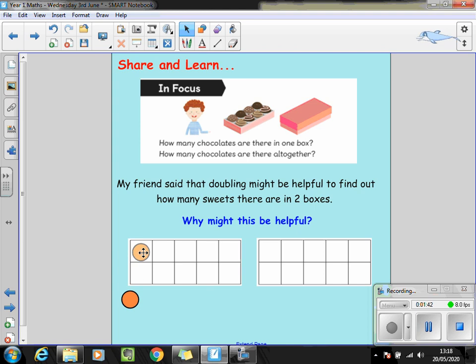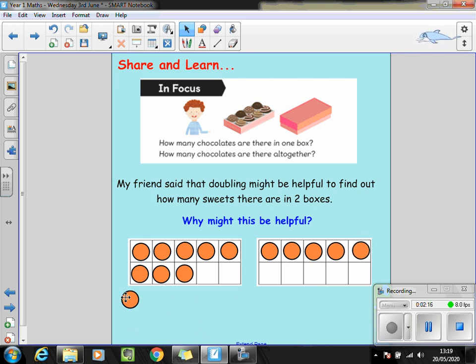So on my tens frame I'm going to place 8 counters because I can see that there are 8 chocolates in one box. Now, because I know that there are the same amount of chocolates in the second box, I'm going to make another 8. So this is now an abstract image of the boxes of chocolates. It's not real chocolates, it's using counters to represent those chocolates. 8 chocolates in each box.